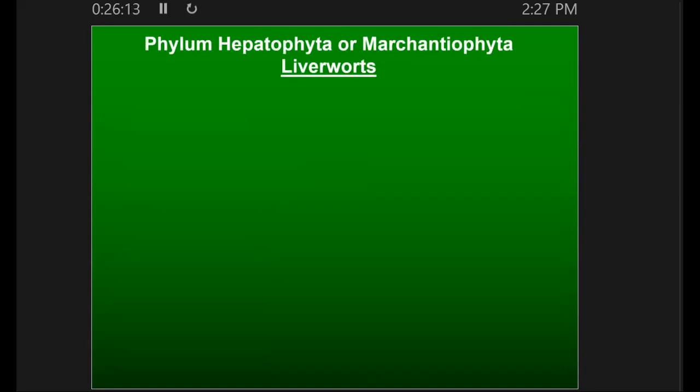Okay, so lots of uses for especially sphagnum moss. And then of course, just mosses in general are decorative. A lot of people use them in terrariums and things like that. So don't forget just the attraction of how they look.